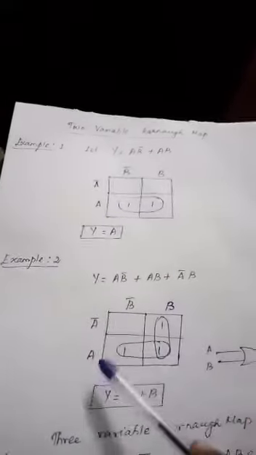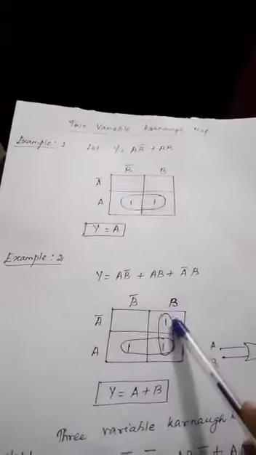Okay, then the second term is a b, so here is a and here is b, so we want to put 1 here. And the third one is a bar b, so we want to put 1 here. So for the 3 terms we put the answer like this, and the remaining term we want to put 0, that we understood. Now we have put 1 in each and every cell as represented.